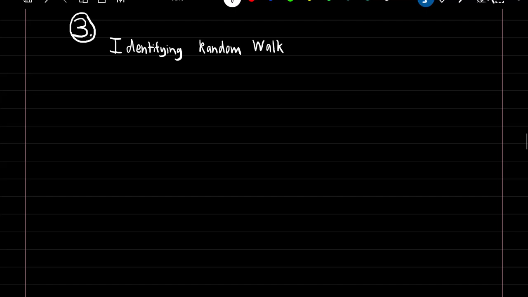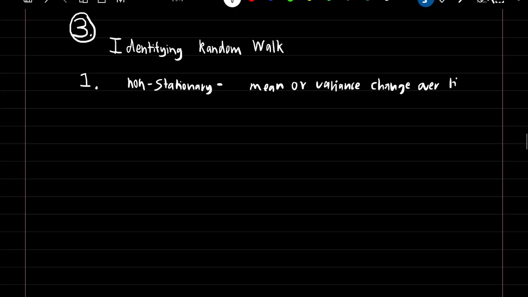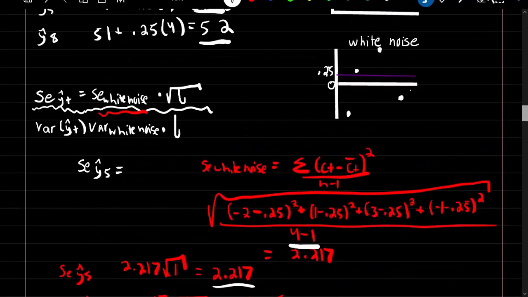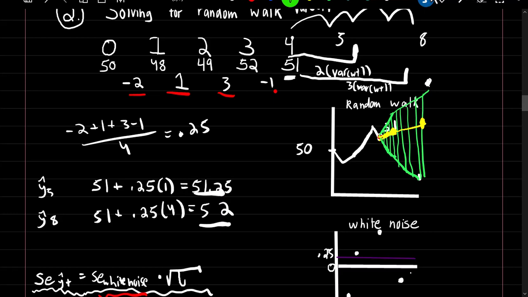Identifying a random walk. There are 3 steps to check if our series is a random walk. The first is to check if our series is non-stationary. This means that either the mean or variance changes over time. If we look at our plot above, we can see that our variance is getting wider and wider over time. So that already fails the equal variance condition. And if our drift term isn't 0, then our mean is also going to be changing over time.